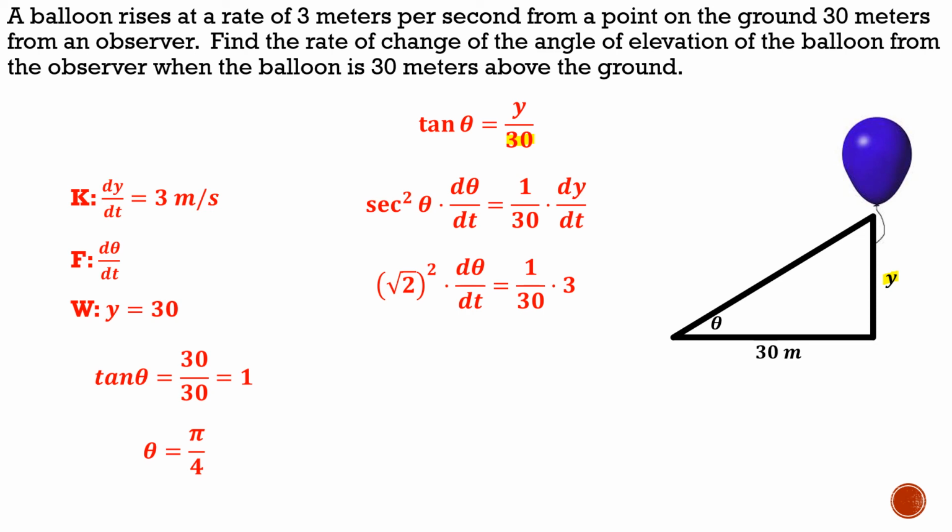Now calculating my secant of theta, if theta is pi over 4, then secant theta is root 2. So I have root 2 squared d theta/dt equals 1/30, and then dy/dt they told us was 3. Now simplifying that, I get 2 d theta/dt equals 1/30. Dividing both sides by 2, I get d theta/dt is 1/20 radians per second.